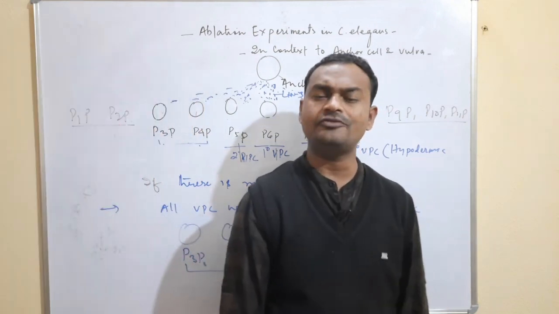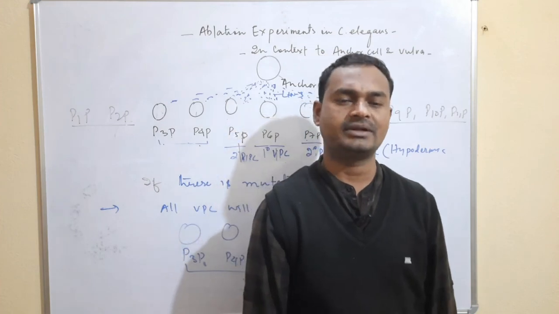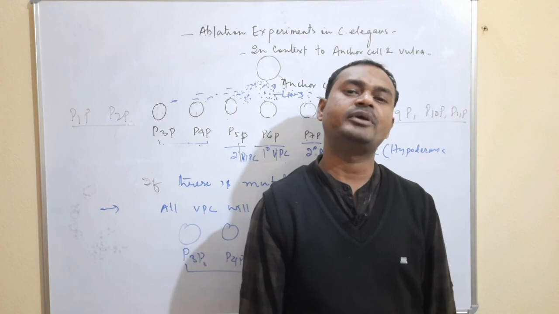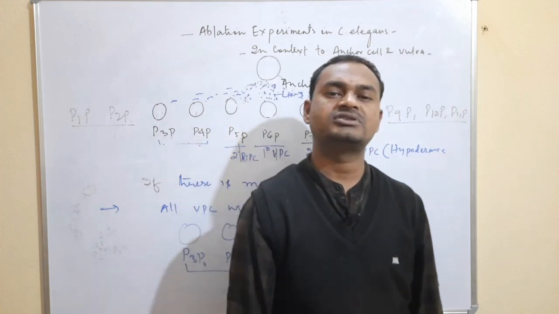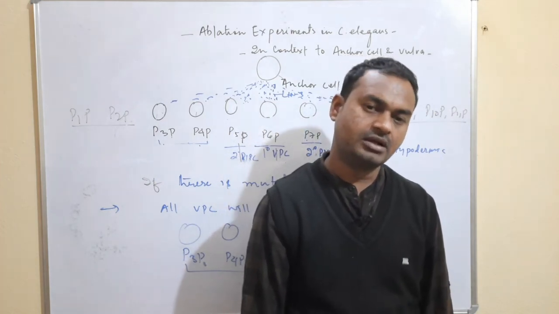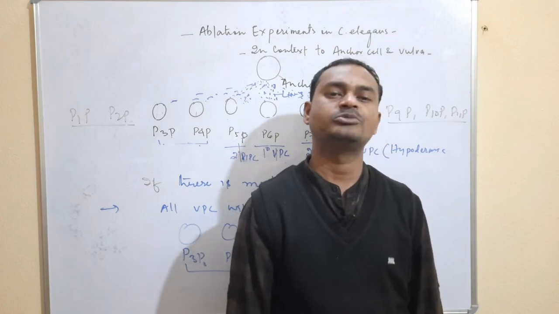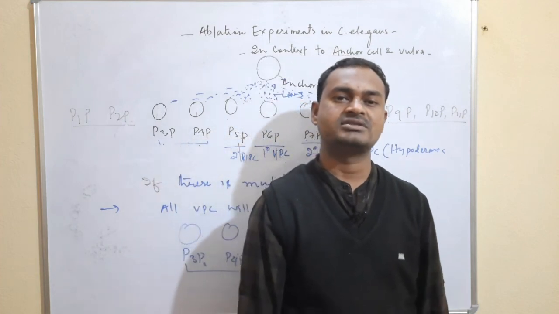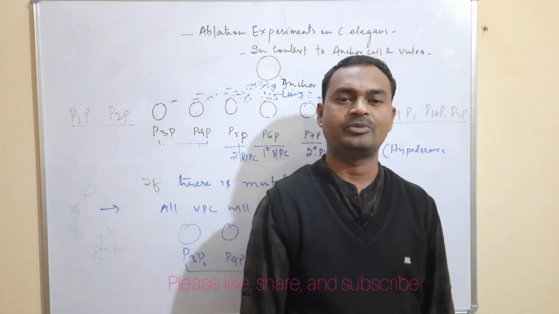Suppose the anchor cell is ablated. If the anchor cell is ablated alone, then again what will happen? There will be a formation of the 3 degree, means all the vulva precursor cells will acquire the tertiary fate, and they will form the hypodermis, or they will fuse with the hypodermis.